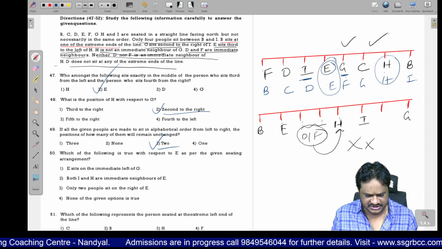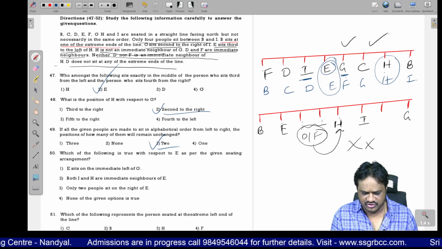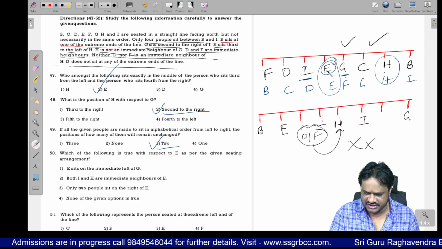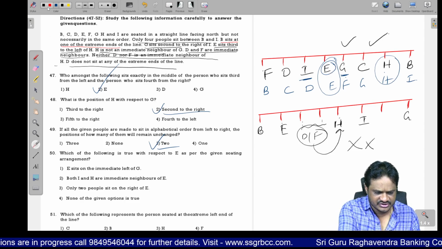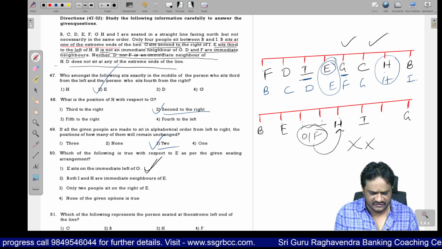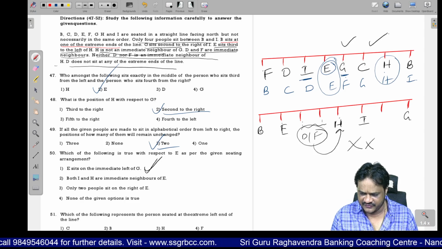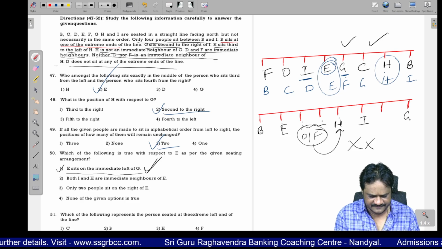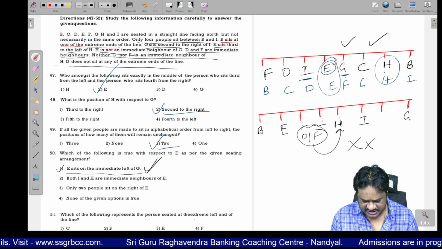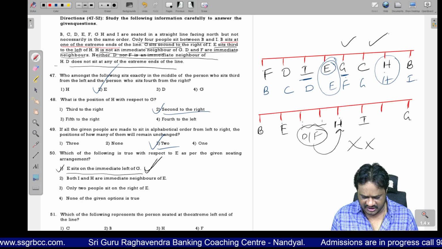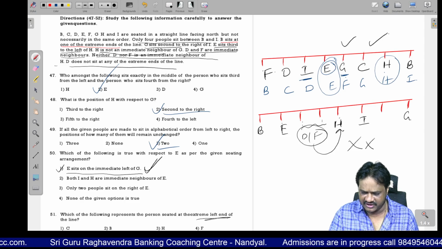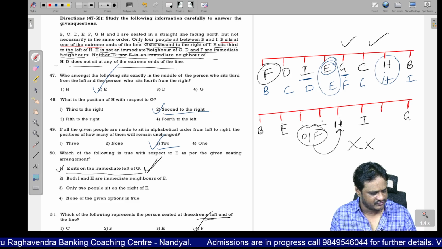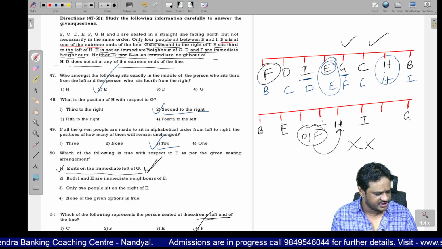Which of the following is true with respect to E as per the given seating arrangement? E is on the immediate left of G, correct? That is definitely correct, and the remaining are not correct. The first one is correct. Which of the following represents the person sitting at the extreme left end of the line? Who is that person? F. So at the extreme left end, the person is F. Option 4 is the correct answer.